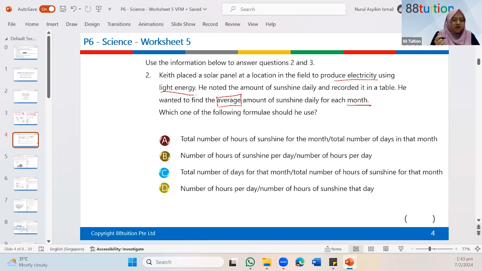So the correct answer here is the total number of hours of sunshine for the month divided by the total number of days in the month. I think this one is just testing whether you understand how to make use of all the variables inside the question.